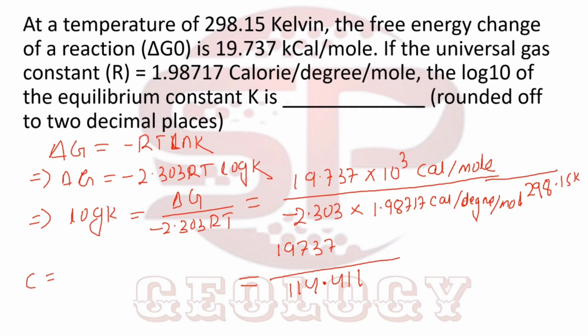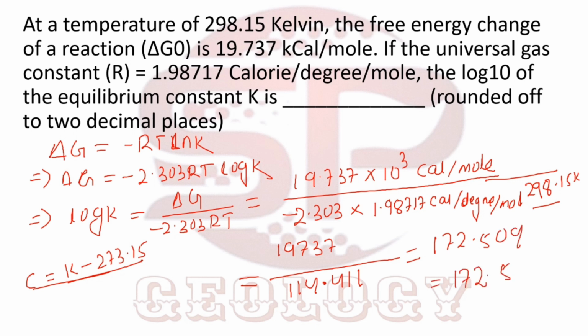So Celsius will be Kelvin minus 273.15. If you convert it, it will be 25 degree. This will be 114.411. It will be 172.509. So I have to round up to 2 decimal. It will be 172.51.